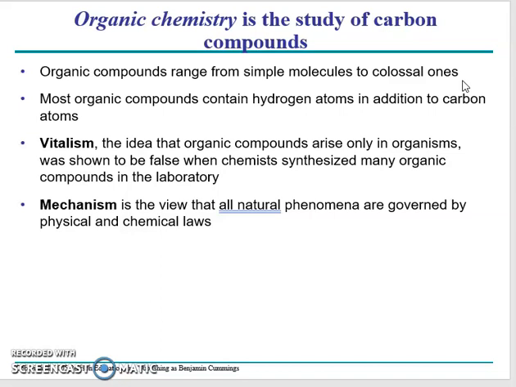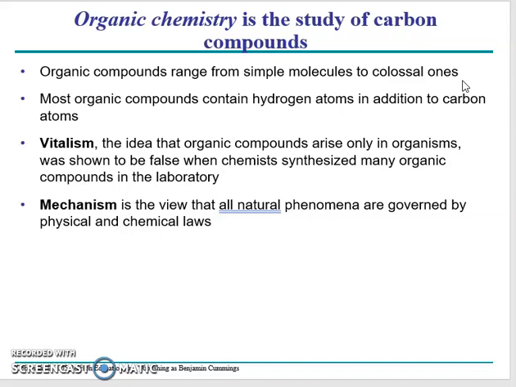There are a couple of different explanations for this. Number one, vitalism. Vital means essential for life. Vitalism is the idea that organic compounds arise only in organisms. This was shown to be false when chemists synthesized many organic compounds in the laboratory with no living things involved. So this goes all the way back to our explanation of where life came from. If living things need these organic molecules in order to live, then what came first, the chicken or the egg? Did life come first to make the organic compounds, or did the organic compounds come first, where life eventually rose from those?